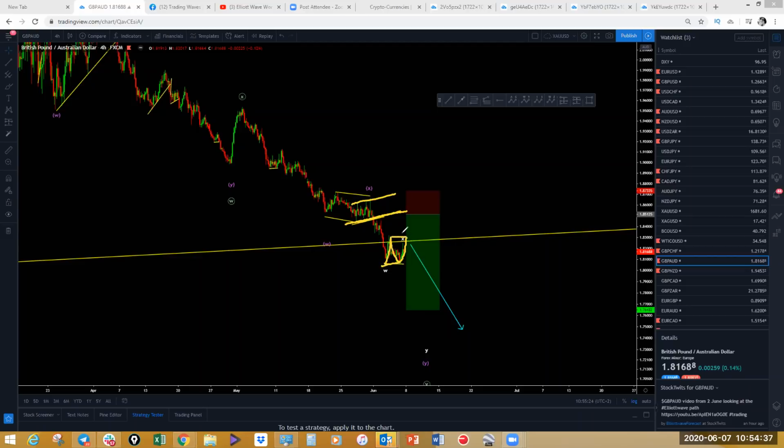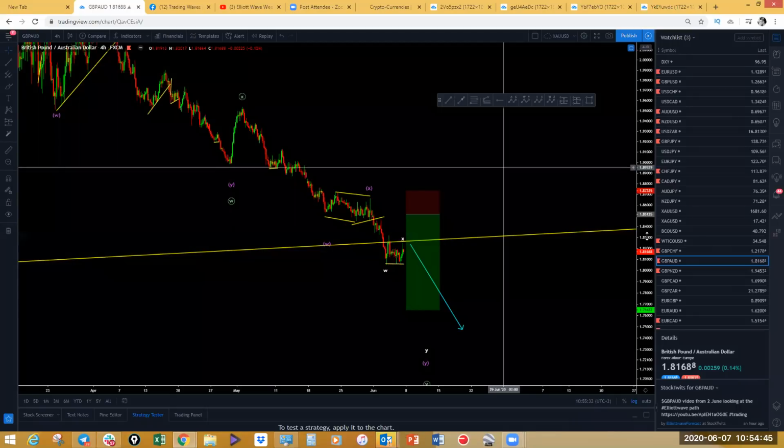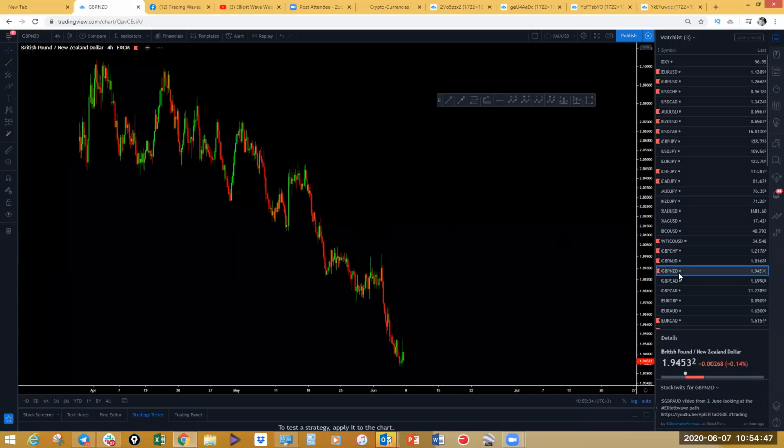You don't just go and sell because there's a correction. You need to get a confirmation. Clear confirmation will be adding to the positions here because that is still going to go. Okay, that is pound Aussie, pound New Zealand.